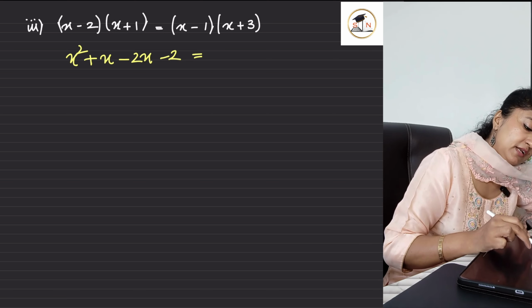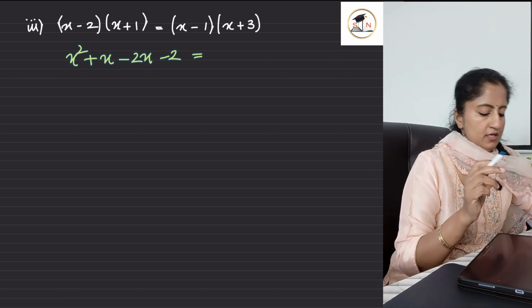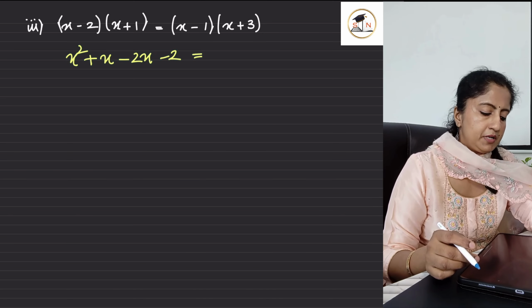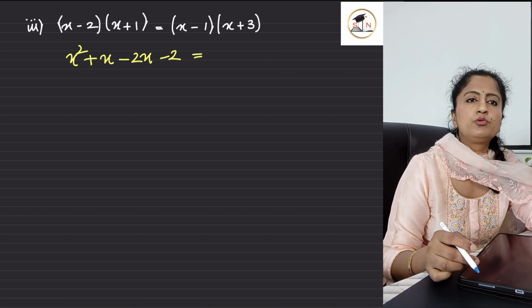Okay. Similarly, doing on the right side. On the left, I showed you term by term. But now on the right, I am not going to do term by term.